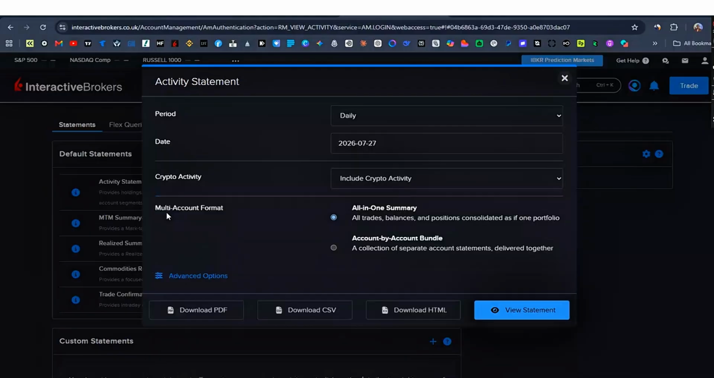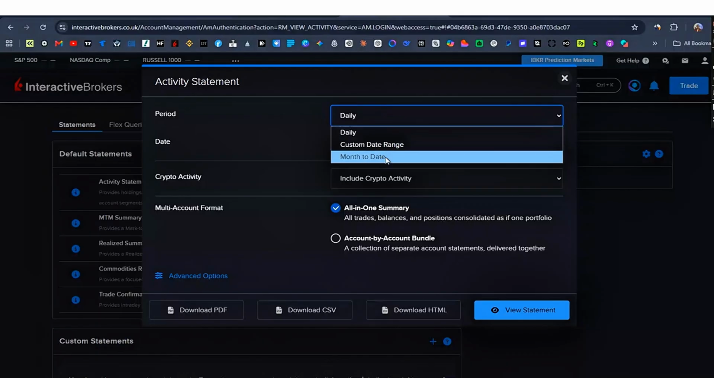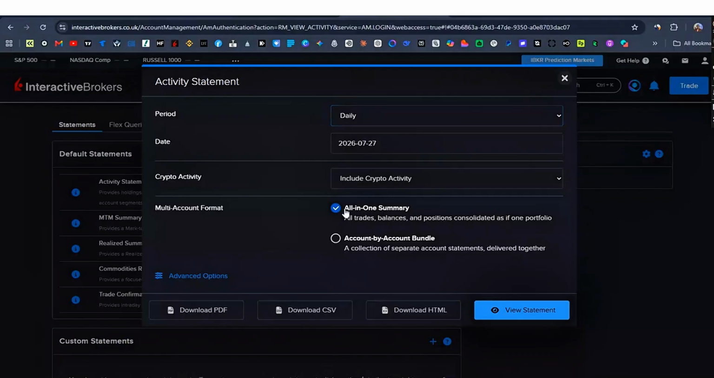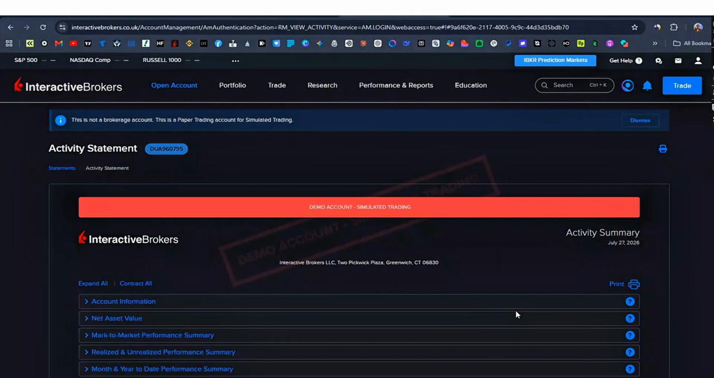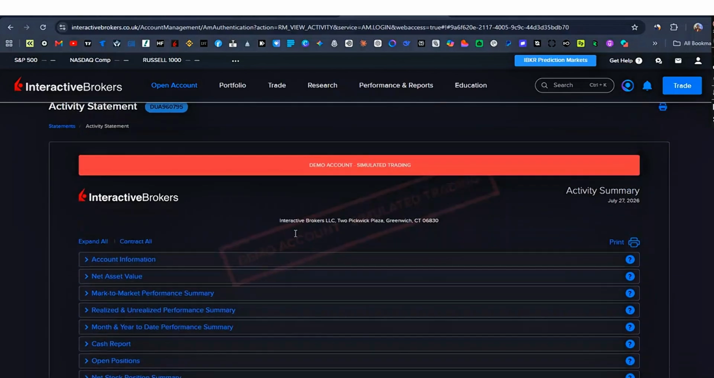You can click on run. You can choose what date you want to view your statement, whether you want the daily, custom date range, month to date. You can set all that. It's going to reveal your statement, and you can even download your PDF statement over here, whether you want a CSV or an HTML. Or if you just want to click on view, this should take you to your statement. Now again, remember this is a paper account, but if you're in your live account, it's basically going to show you your statement summary over here.